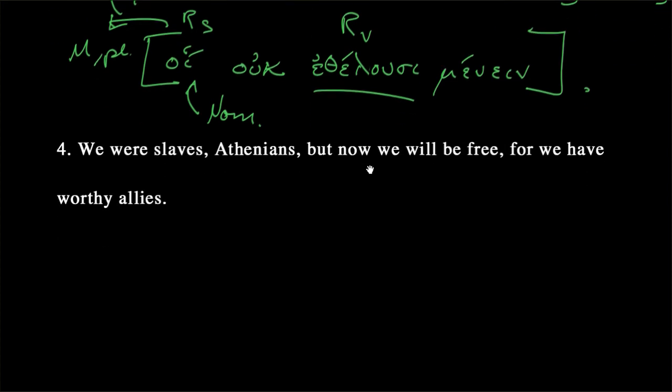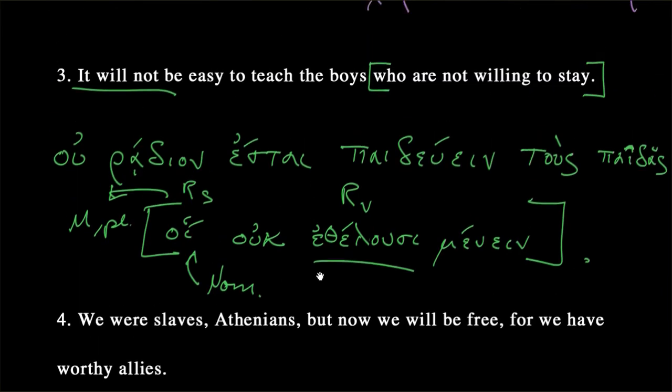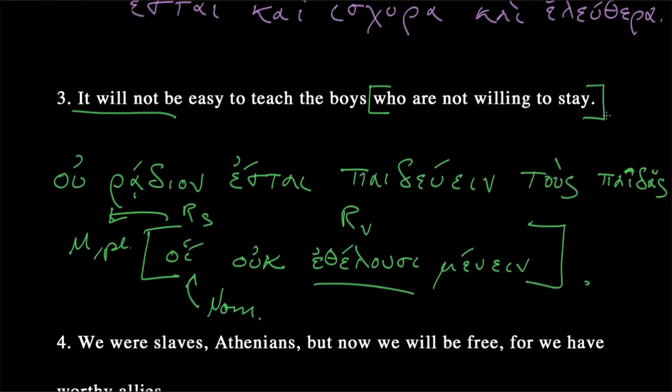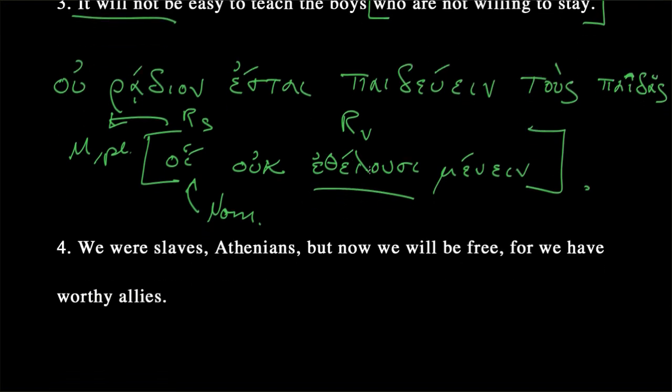So it will not be easy to teach the boys who will not or are not willing to stay. Note that actually in Greek, this means who are not willing to stay currently, at the moment that this is being said. Greeks, if they want to say who will not be willing to stay at the time of the teaching, would use a future tense here. We don't know how to do the future of ethélō yet.